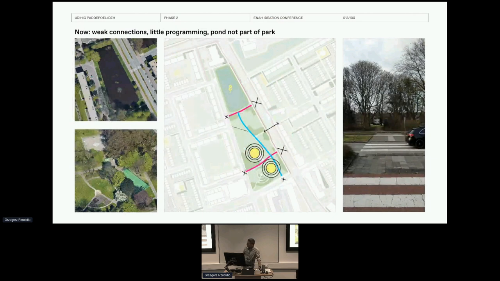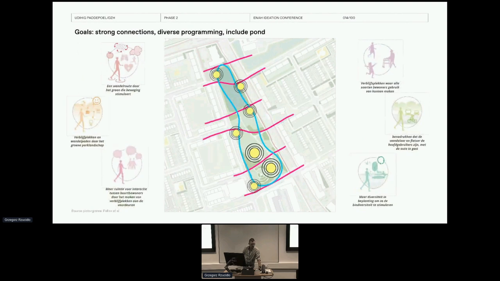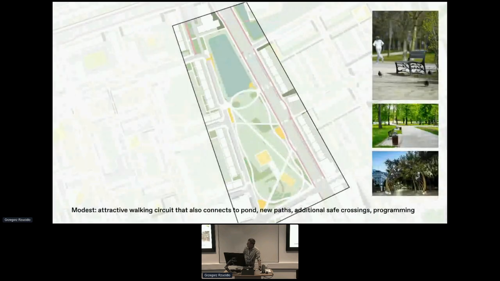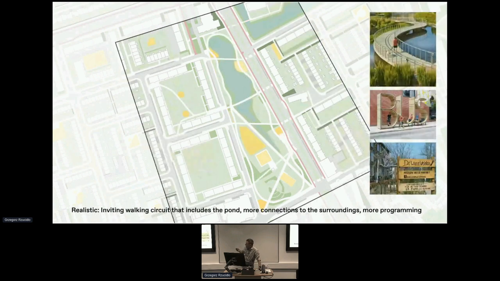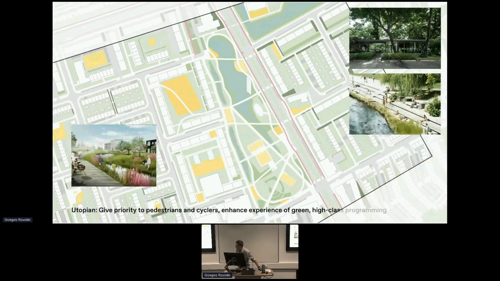In this case, the park, you can see there's not much going on. There's water, there's green, but it's hardly accessible. So how to make it more permeable? So better porosity from the neighborhood, for example. It's in Dutch. There are all kinds of measurements there. We can also change the structures in the park itself, so add circuits, add new paths, add more programming. Change the pond, make more connections, make sure that people can really make circuits, or enhance the experience of the greens. So this way, we did different scenarios and showed them to the people.